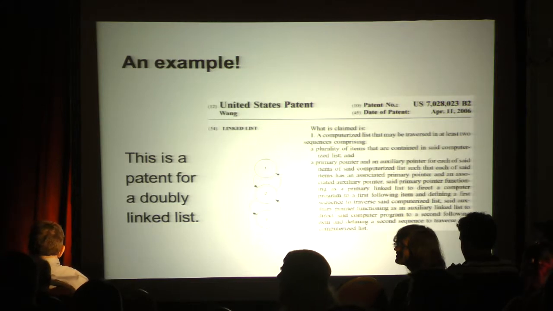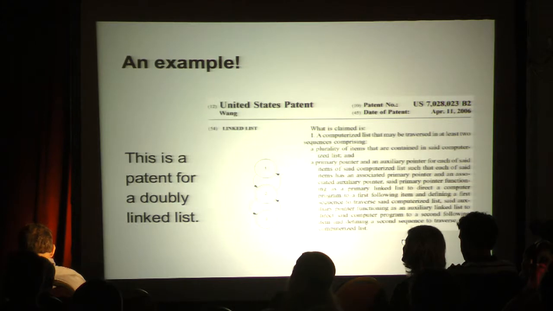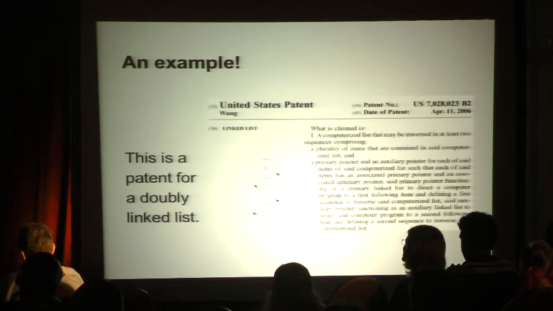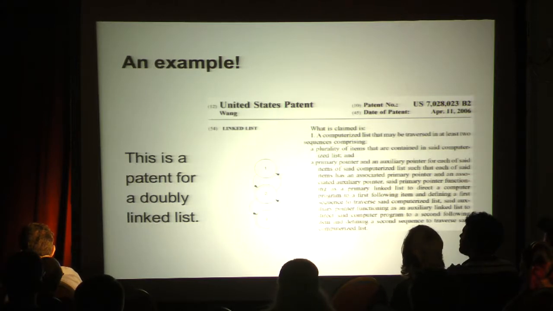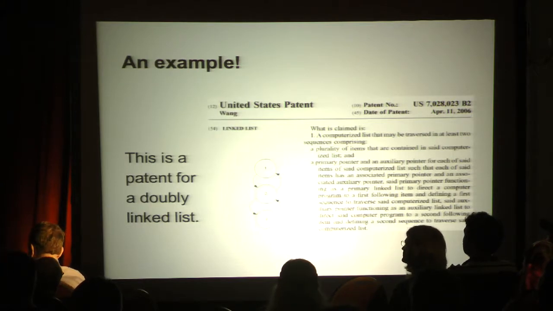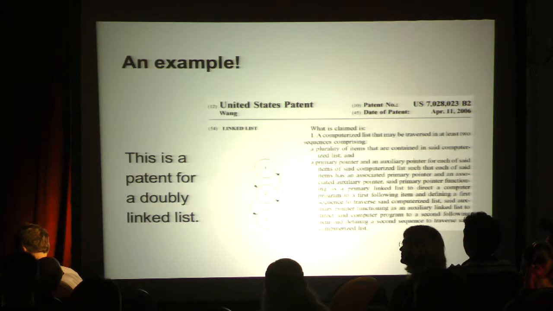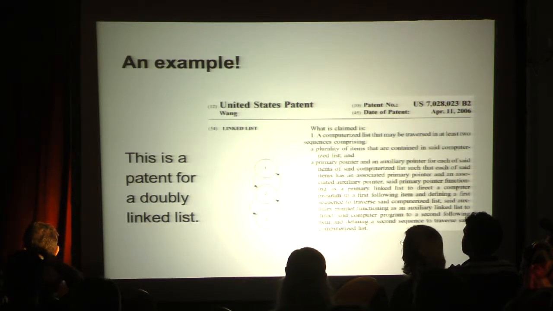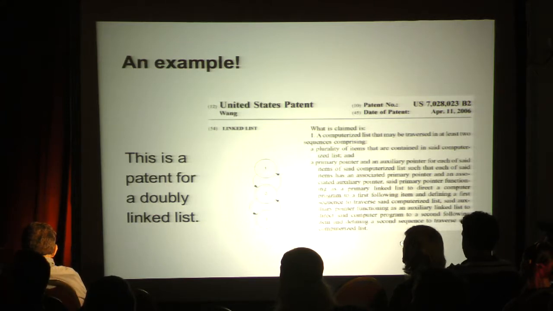All right, great. So I'm just going to give you an idea of what this patent talks about. Can you read it on there? Probably not. A computerized list that may be traversed in at least two sequences comprising a plurality of items that are contained in a computerized list. That's 1, 2, and 3 there. And then a primary pointer and an auxiliary pointer for each of the items. And then there's a bunch of verbiage. Basically, the primary pointer takes you on a first sequence through the list. The auxiliary pointer takes you through a second sequence of the list. And the way it's phrased, it's very general. So you can go basically any path through this collection of items, including just backwards. And so if you have a textbook from before 2004 that shows linked lists, you will see a doubly linked list that reads on this patent.